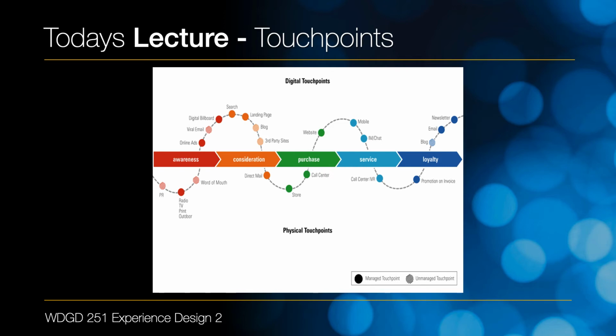When we move into digital touch points, we have online ads, viral email. I'm not sure, this graphic's probably a little bit out of date. I'm guessing that could translate to Facebook posts, digital billboards, search, landing page, blogs, third-party sites. So that's in the consideration phase. Physical touch points are direct mail. That's actual real physical mail. The store, call center.